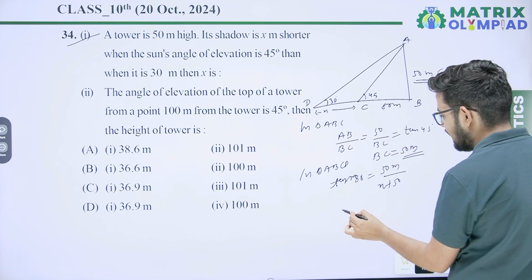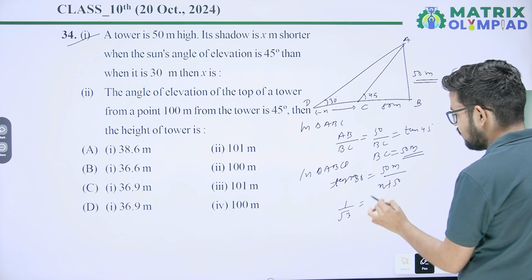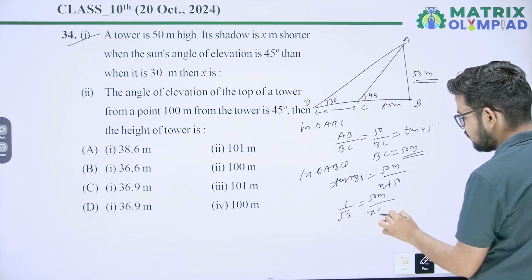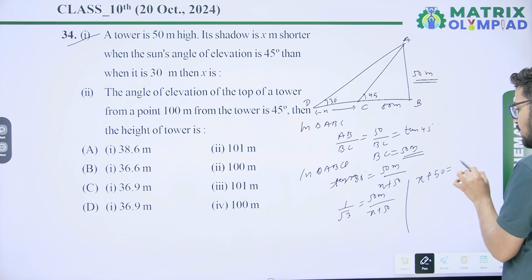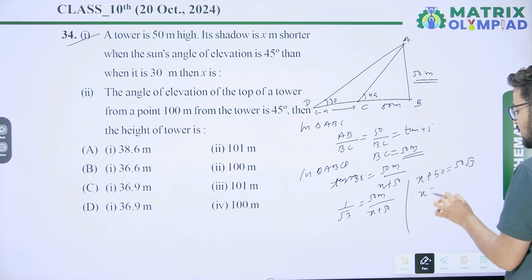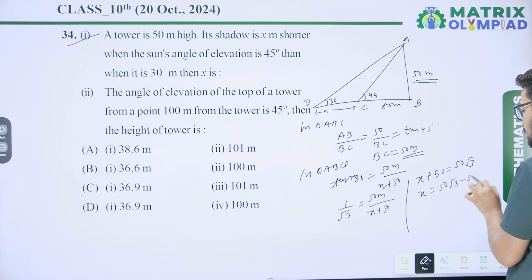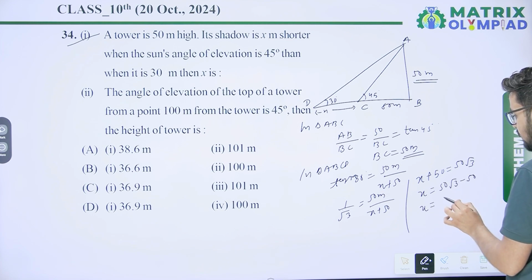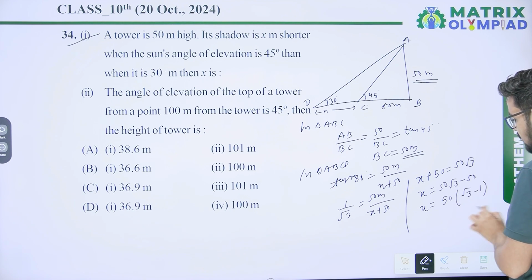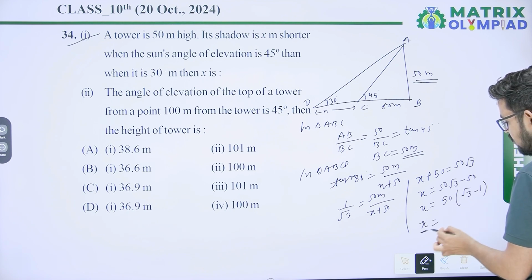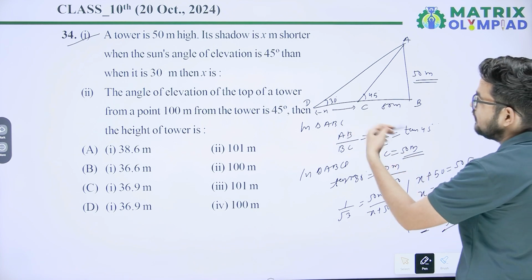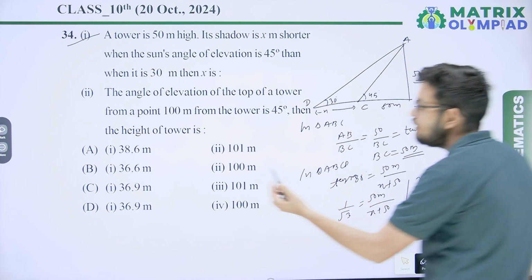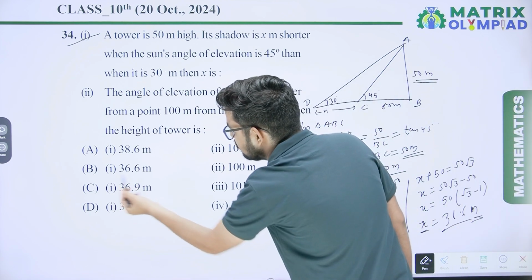So from here you will get 1 upon root 3 equal 50 meter upon x plus 50. After simplification, x plus 50 equal 50 root 3. So the value of x equals 50 root 3 minus 50. Taking 50 common, x equals 50 times root 3 minus 1, and after simplification the value of x will be 36.6 meter. So their difference will be 36.6 meter, that is the first option.